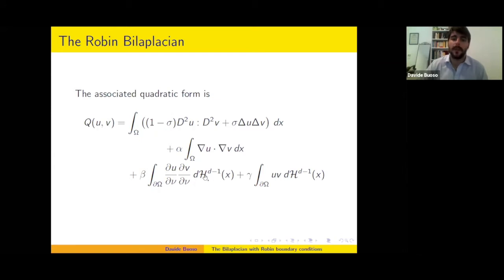traces of the function. And speaking of plates, this is, of course, as you may imagine, a good model for representing plates which are not clamped or free, but which are elastically supported. Now, gamma will be a coefficient, the elastic coefficient of the horizontal elastic response, while beta is the transversal one.